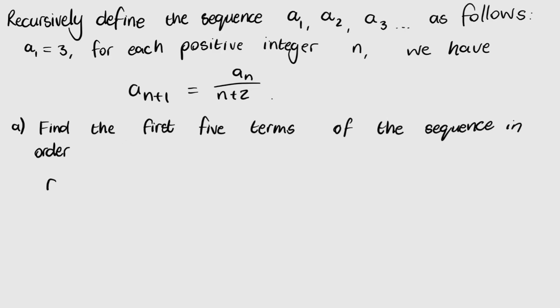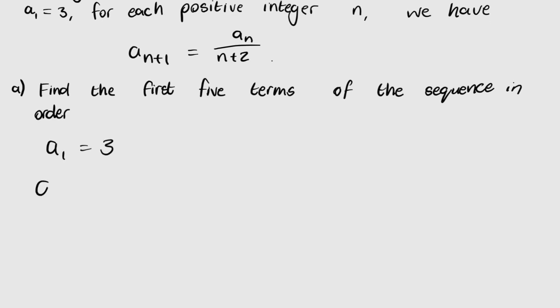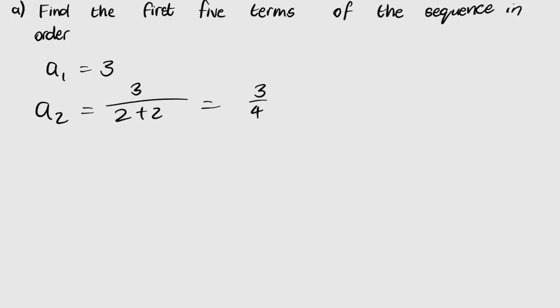So we know a1 is 3, right? That's given. And then a2 is going to be equal to a1. As you see there, it's the previous term. So it's a1 all over 2, since that's the n, plus 2. But we know that a1 is 3, so we can just as well sub it in. And then that's 3 over 4. Cool. Then we do the same thing for a3.